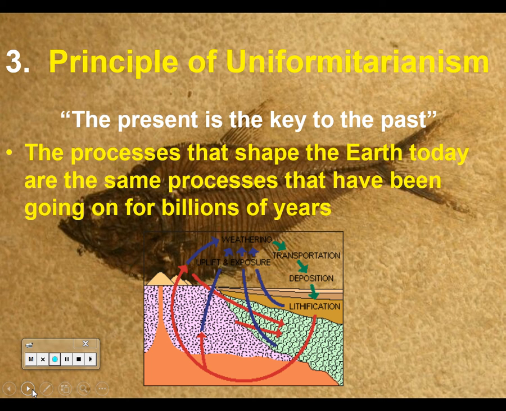Okay, number 3 is the principle of uniformitarianism. And what that basically means is the present is the key to the past. The processes that shape the Earth today, the weathering, the erosion, the earthquakes, the mountain building, anything plate tectonic-wise, that are happening today, are the same processes that have been going on for billions of years. Weathering and erosion didn't just happen. Volcanoes didn't just show up. All of this has been around for years. And that's what the principle of uniformitarianism states.